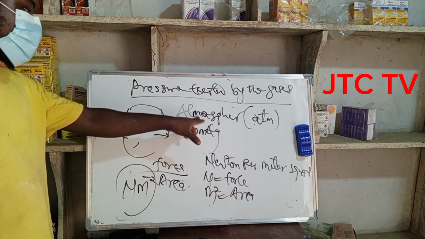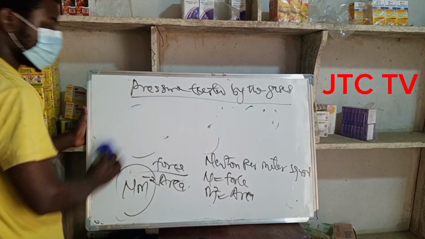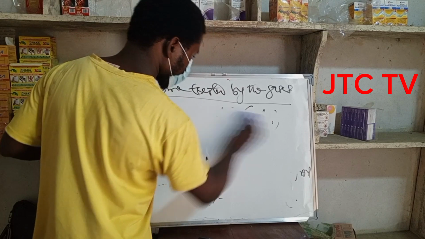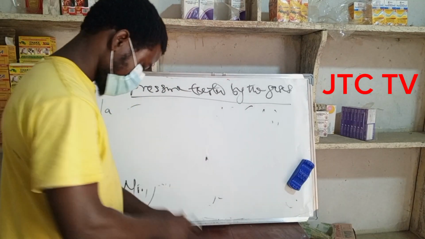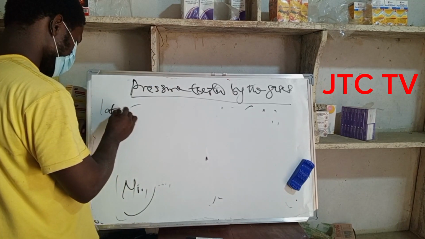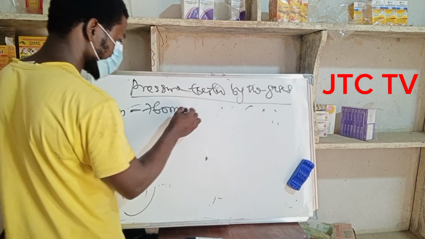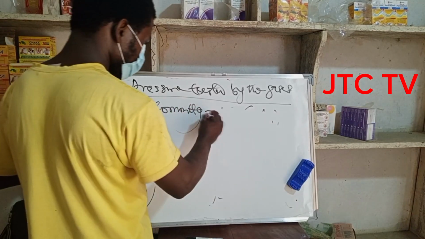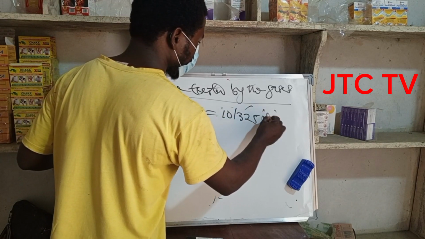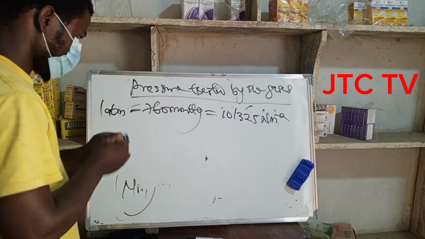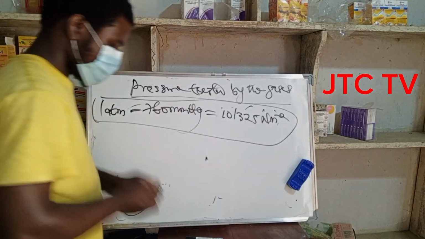Other units are atmosphere and millimeter mercury. So let me give us the equivalents of these units. One atmospheric pressure is equivalent to 760 millimeter mercury, which is also equivalent to 101325 Newton per meter square. So these are the equivalents of the pressure of a gas.